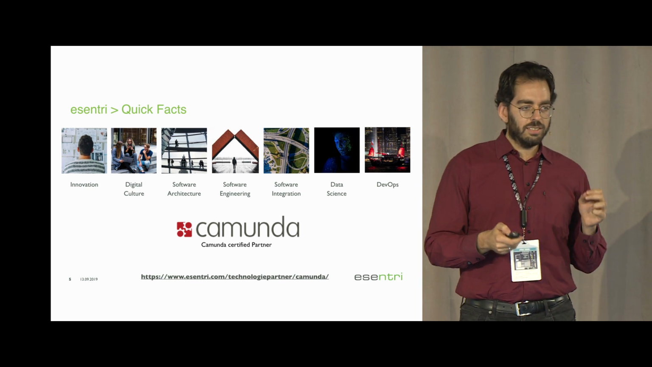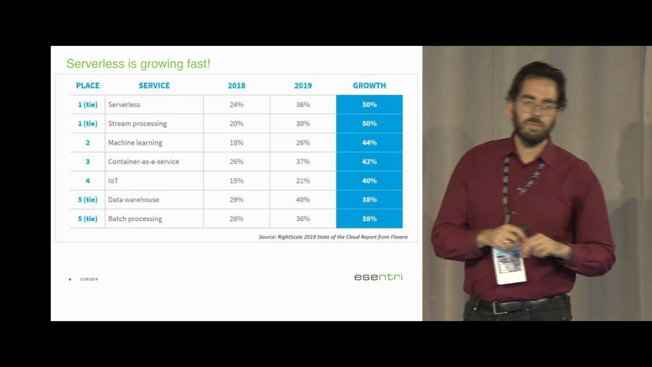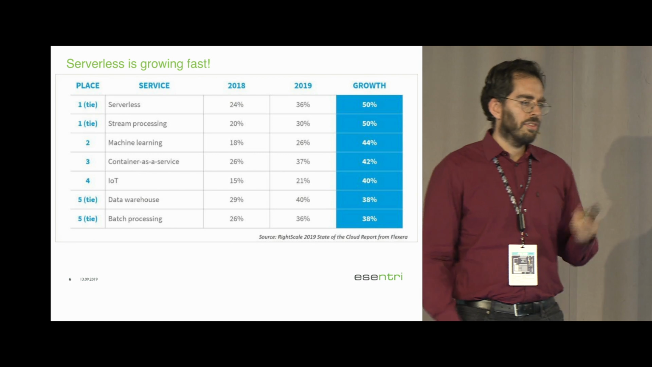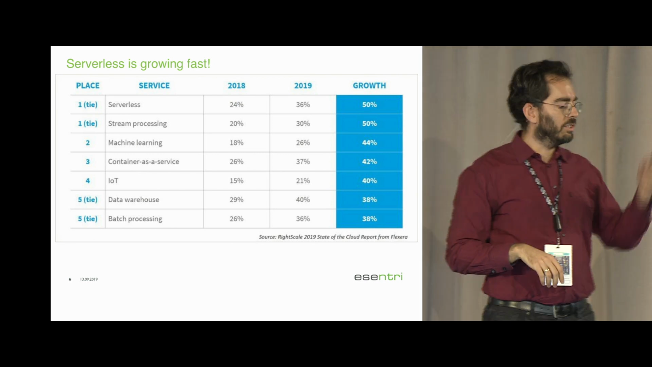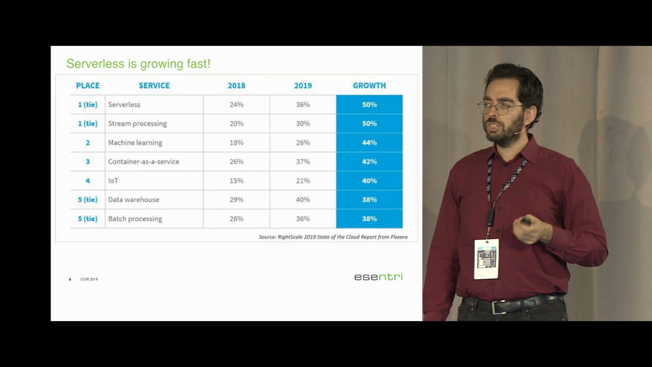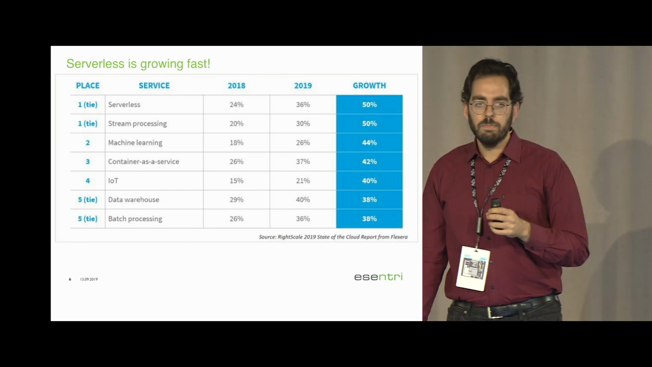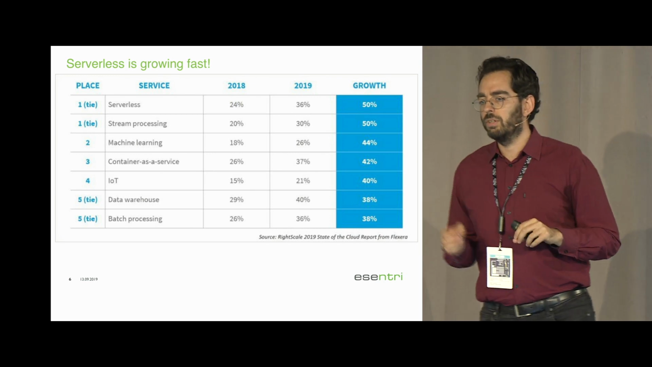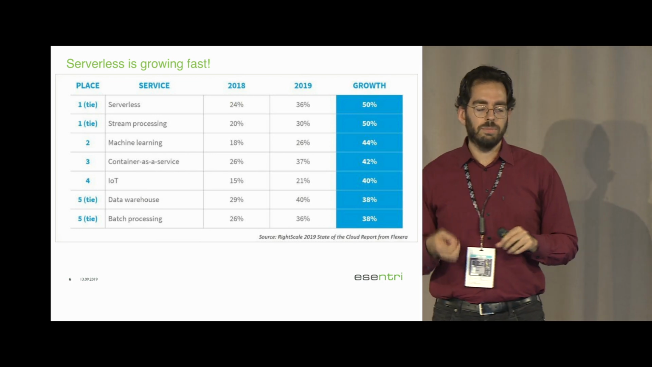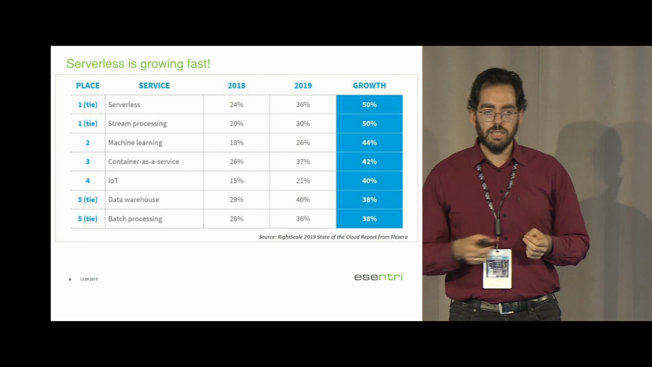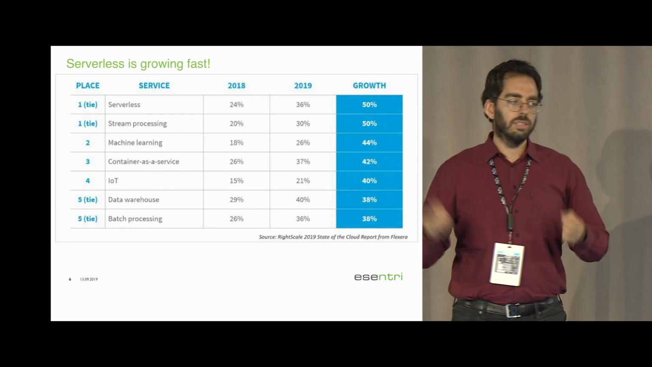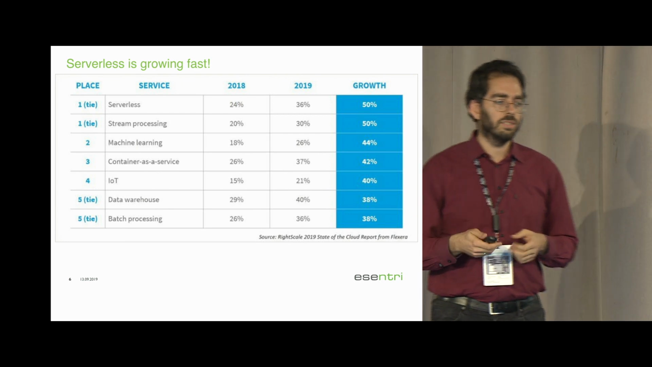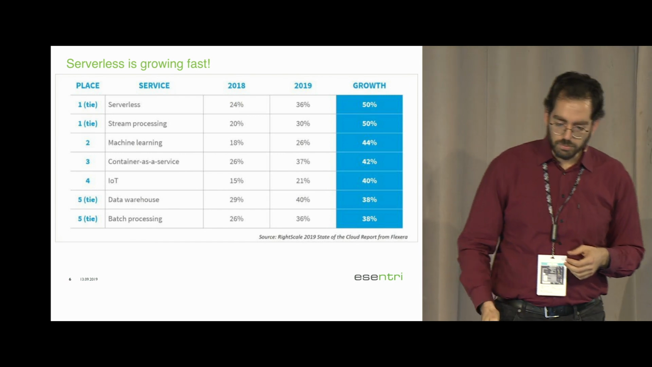So serverless is also growing fast. Here are some statistics from the State of the Cloud survey report from RightScale. They have a lot of statistics and graphs like this. This only shows the usage. In 2018, the usage rate of serverless was 24%, and they asked thousands of IT developers and architects. And this year, it grew to 36%. So compared to other cloud technologies, that's a growth rate of 50% and one of the fastest growing paradigms in the cloud-related technologies.